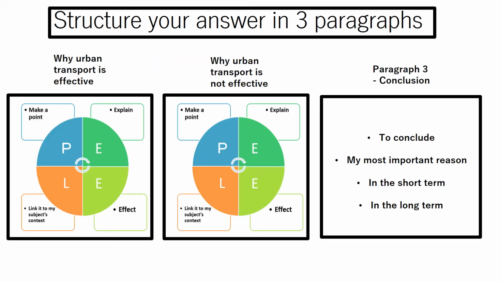To answer this question you'll do it in 3 paragraphs. The first will be about why your system is effective, the second why it's not effective, and in the third you'll do a conclusion. You'll choose from either 1 or 2 whether or not you think your urban transport system is effective, and it's important then that you justify your answer.